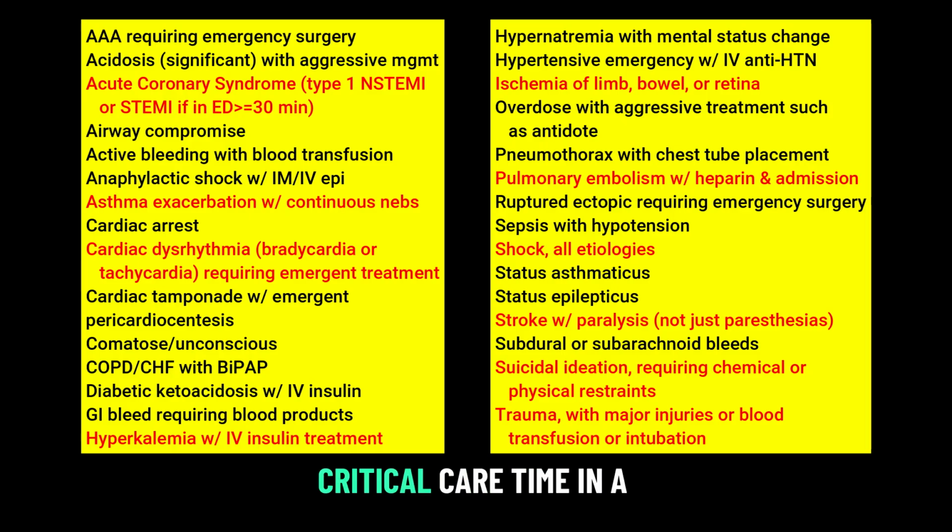So you can bill for critical care time in a type 1 NSTEMI with a positive troponin where you'll be given heparin. Now, clearly you can bill for STEMI, but the patient's usually not in the emergency department for greater than 30 minutes. So unless your patient's there for a long time, you can only bill a level 5 chart in a STEMI. A severe asthma exacerbation requiring continuous nebs, also known as status asthmaticus. If the patient required continuous nebs or BiPAP or some additional medications, you can bill for critical care.